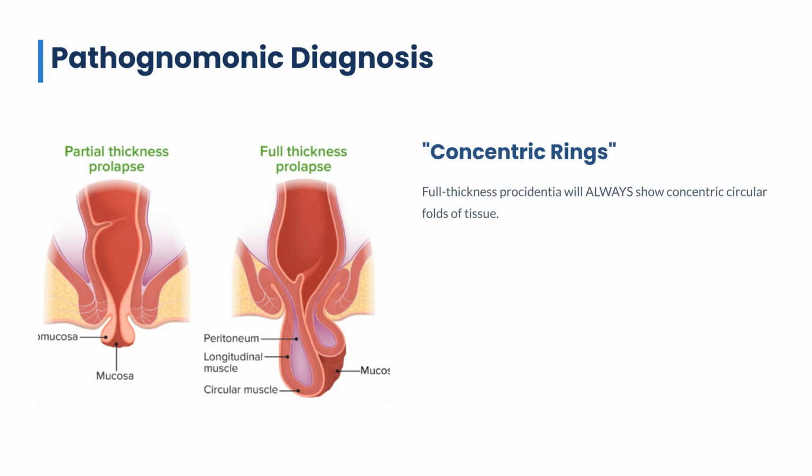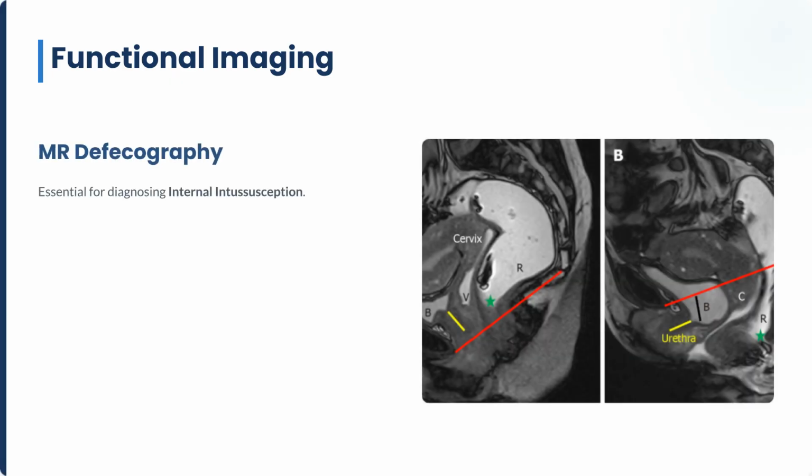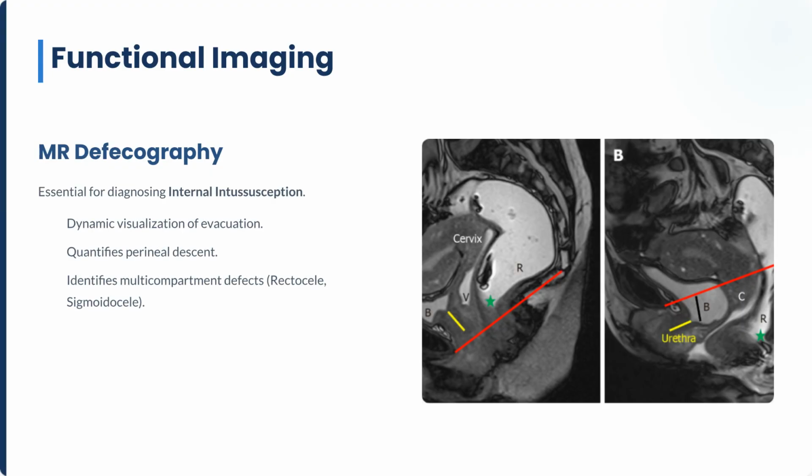A sudden pain plus dusky color indicates an incarcerated prolapse requiring emergency surgery. A tip is to use granulated sugar to reduce edema in an acute prolapse. MR defecography is essential for diagnosing internal intussusception, allowing dynamic visualization of evacuation, quantifying perineal descent, and identifying multi-compartment defects.